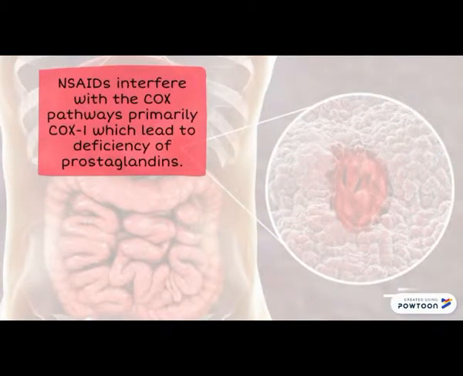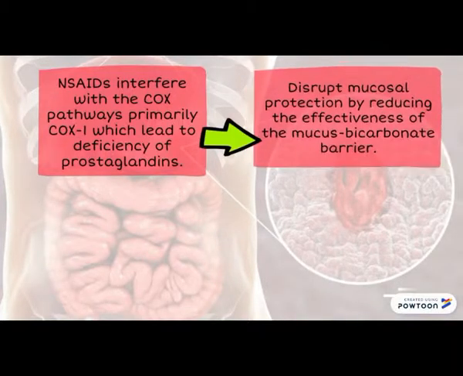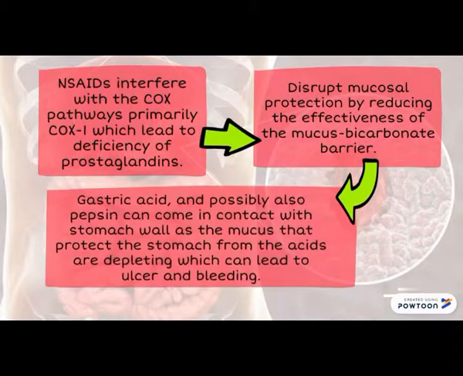NSAIDs interfere with the COX pathways, primarily COX-1, which leads to deficiency of prostaglandins. This disrupts mucosal protection by reducing the effectiveness of the mucous bicarbonate barrier. Gastric acid and possibly also pepsin can come in contact with the stomach wall as the mucus that protects the stomach from the acids is depleted, which can lead to ulcer and bleeding.